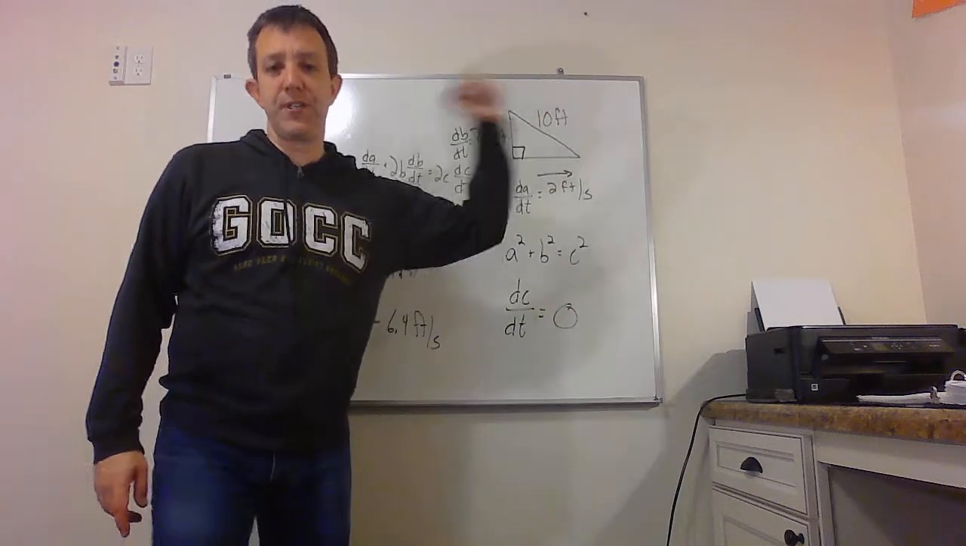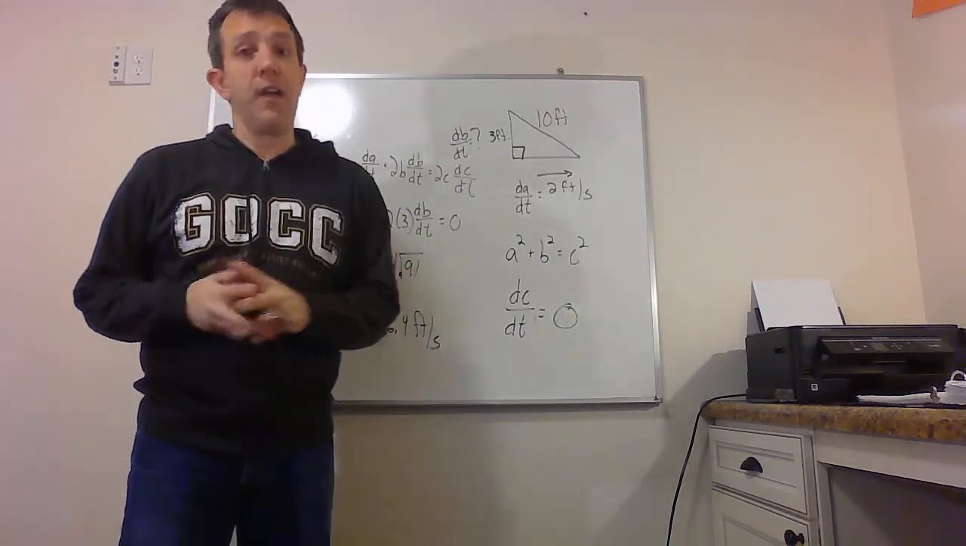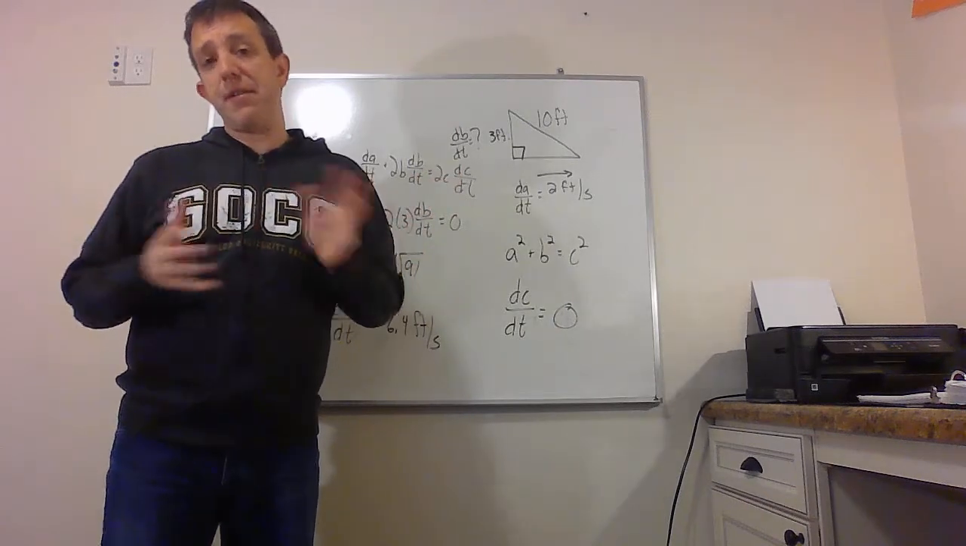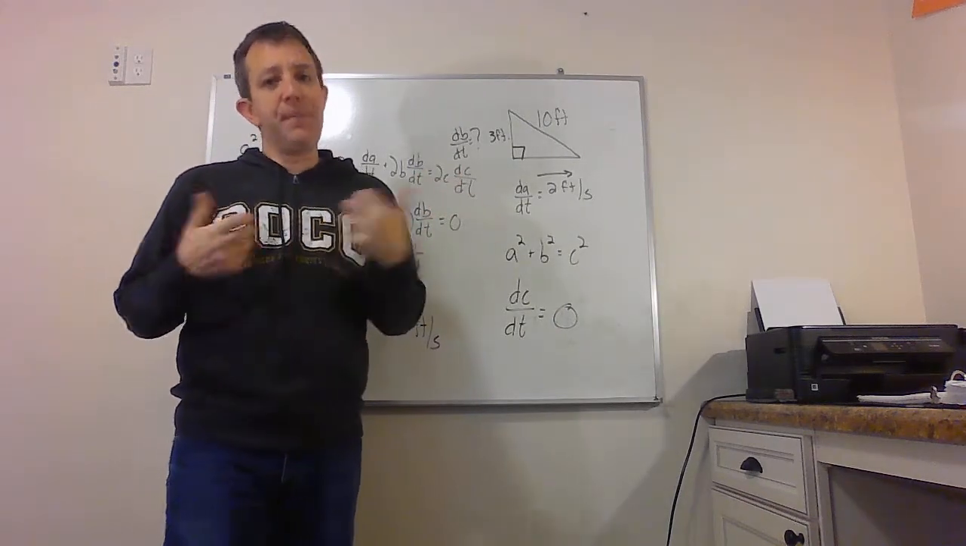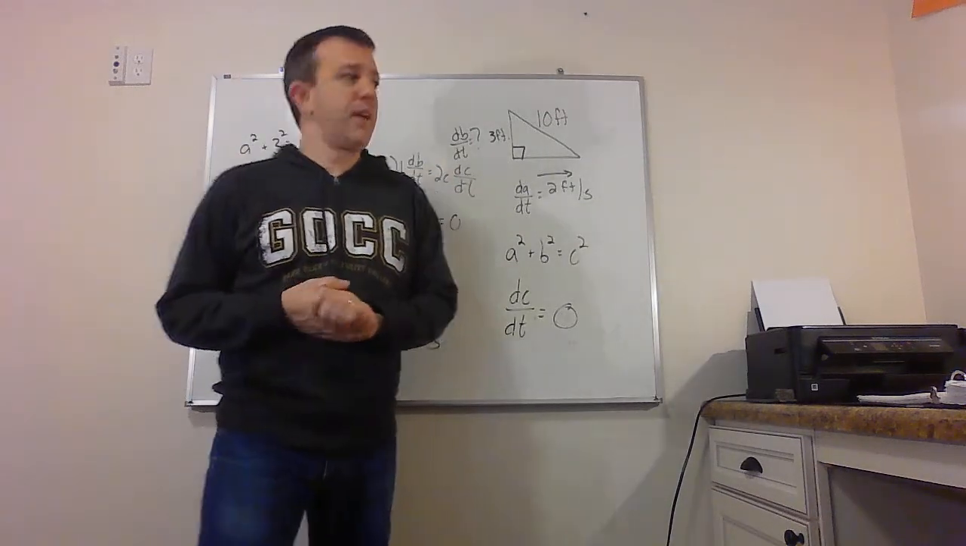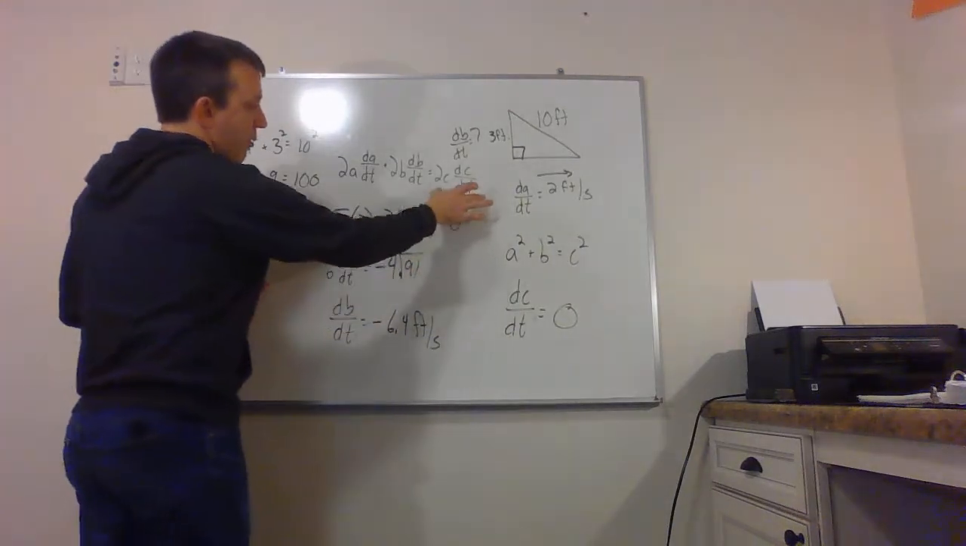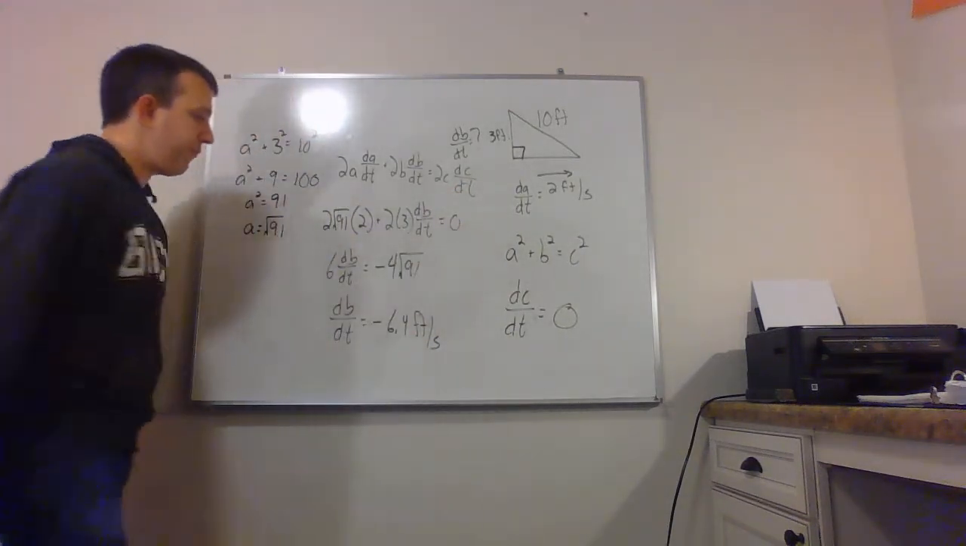Now let's go back to our picture. Side C is the ladder. The ladder is 10 feet long. We're going to assume that this ladder is not changing its length. Okay, maybe it's an extension ladder, so maybe it could change its length, but let's just assume that it's not. So dC/dt is actually just 0, meaning this whole right-hand side turns into 0.